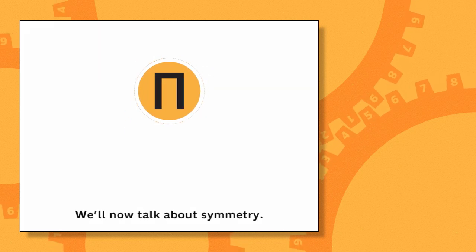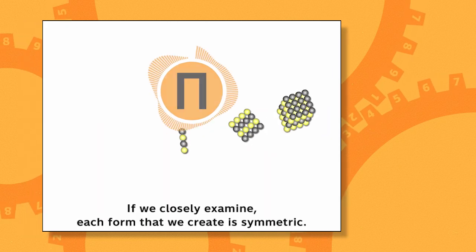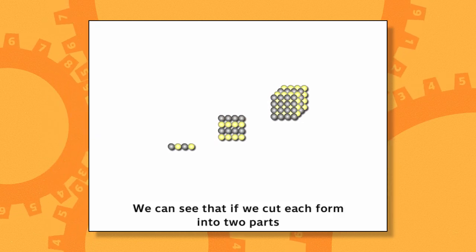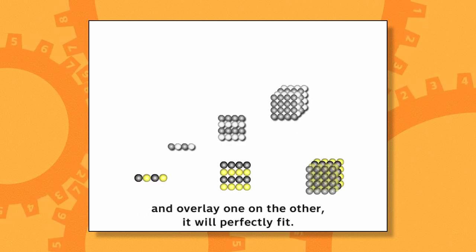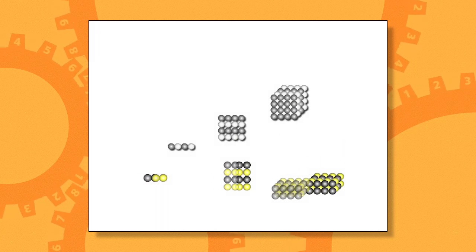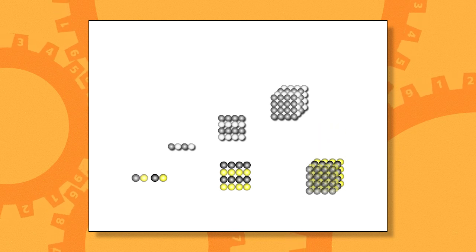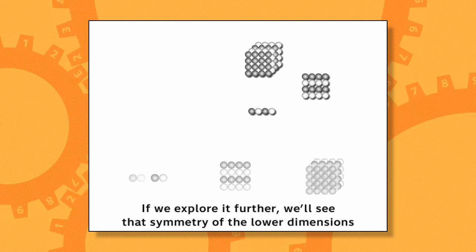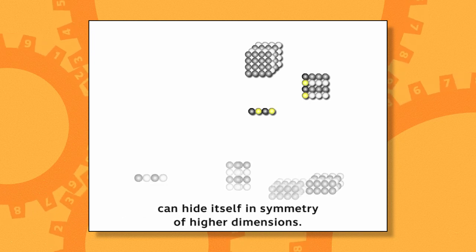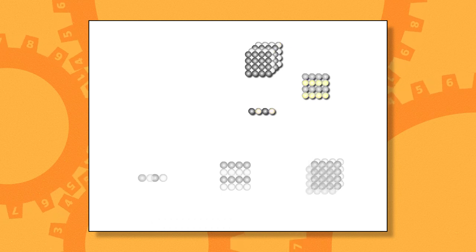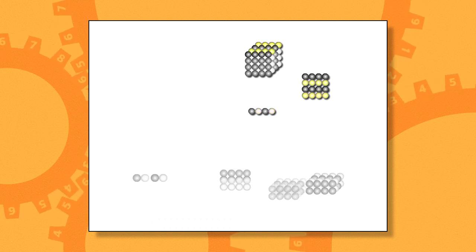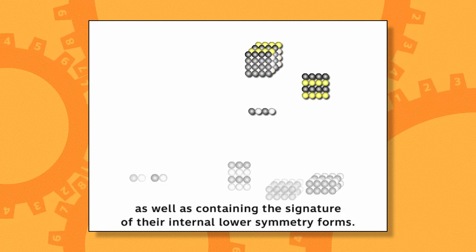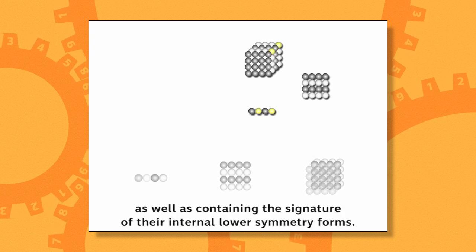We'll now talk about symmetry. If we closely examine, each form that we create is symmetric. We can see that if we cut each form into two parts and overlay one on the other, it will perfectly fit. If we explore it further, we'll see that symmetry of the lower dimensions can hide itself in symmetry of higher dimensions. Or the other way around, a higher symmetry can present its own unique form as well as containing the signature of their internal lower symmetry forms.